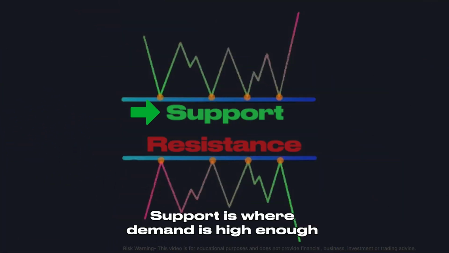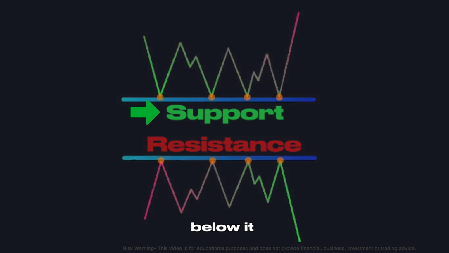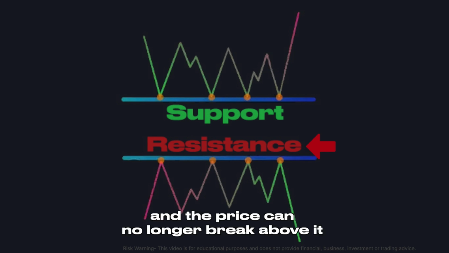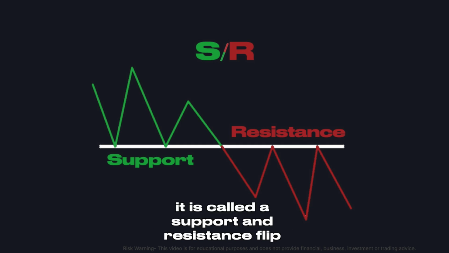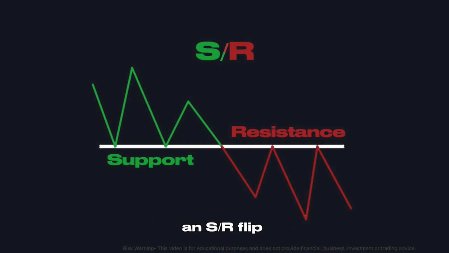Support is where demand is high enough at the trend line that the price will not break below it. Resistance is where sellers have taken control of the trend line and the price can no longer break above it. When this occurs, it's called a support and resistance flip, an SR flip. Let's see what this looks like with real price action.